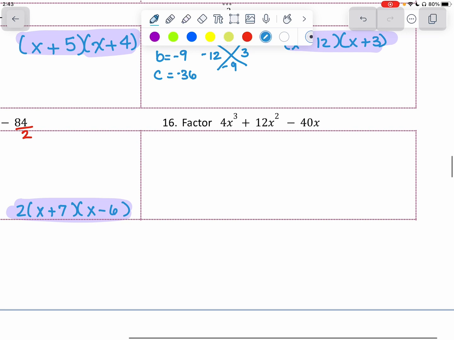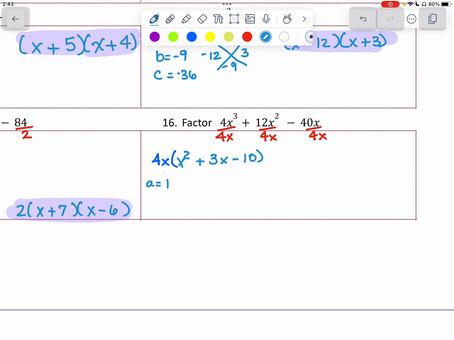Number 16, again, my leading coefficient's not 1, but all three terms have a factor of 4. They also all have an x. So I'm going to factor out a 4x. That's going to leave me with x squared plus 3x minus 10.